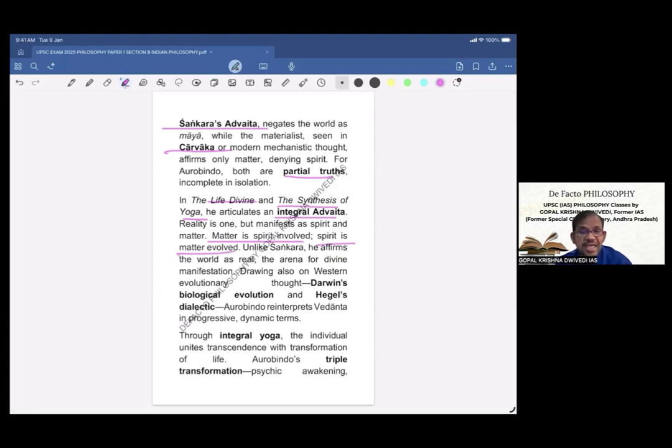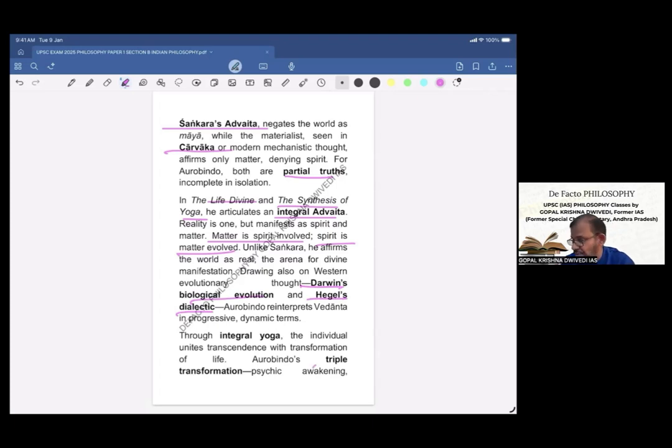Unlike Shankara, he affirms the world as real, the arena for divine manifestation, drawing also on Western evolution through Darwin's biological evolution and Hegel's dialectic. So these have been used by Aurobindo. Aurobindo reinterprets Vedanta in progressive, dynamic terms. Through integral yoga, the individual unites transcendence with transformation of life.